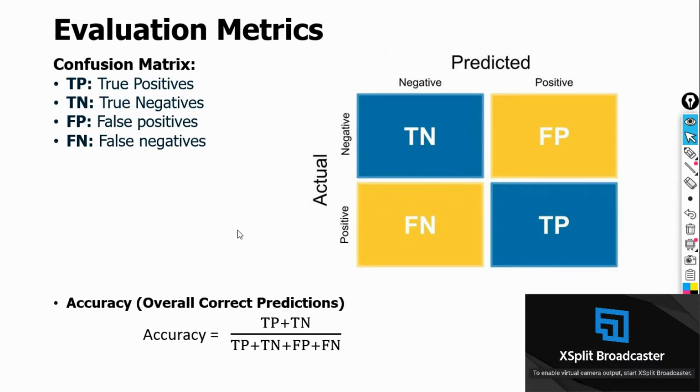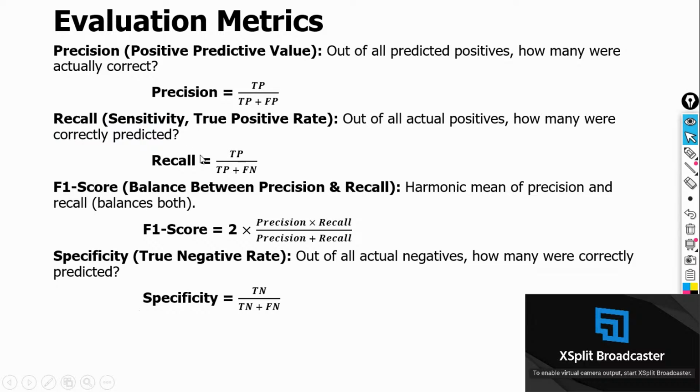Once you have all these values, you can calculate the rest of the metrics: precision, recall, F1 score, and specificity. This recall and specificity will be used in our ROC curve, which is the next metric that we have to discuss. But I'll start with precision. Precision is talking about out of all predicted positives, how many were actually correct. TP by TP plus FP gives the precision.